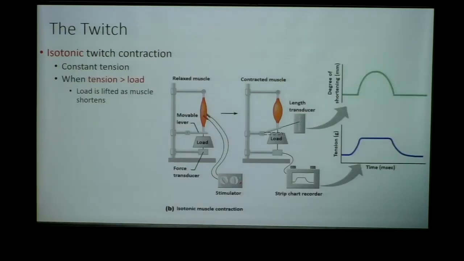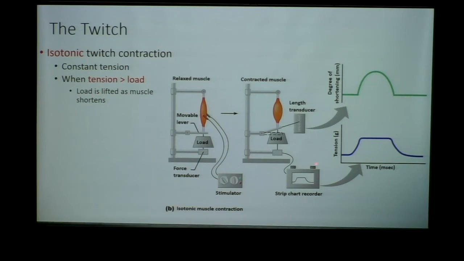Let's look at an isotonic twitch. An isotonic twitch is where we have a tension that's greater than the load, okay? So we have enough force to overcome the load here. The load can be lifted. Again, think about you lifting something that you can actually lift, a book, a box, whatever. Your muscles actually shorten to help lifting that load, okay?